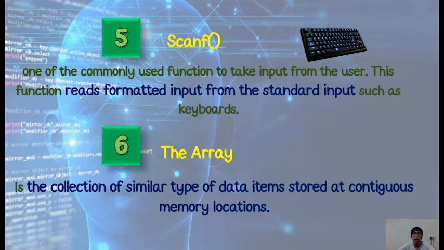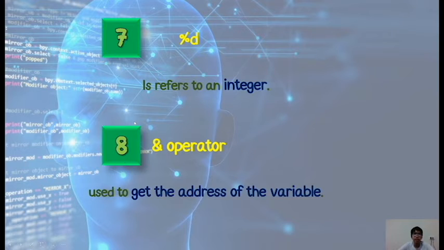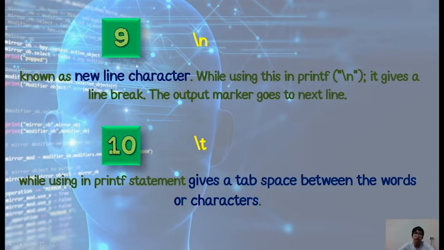6. The array is the collection of similar types of data items stored at contiguous memory locations. 7. %d refers to an integer. 8. Ampersand is used to get the address of the variable. 9. \n makes a new line. 10. \t gives a tab space between the words or characters.